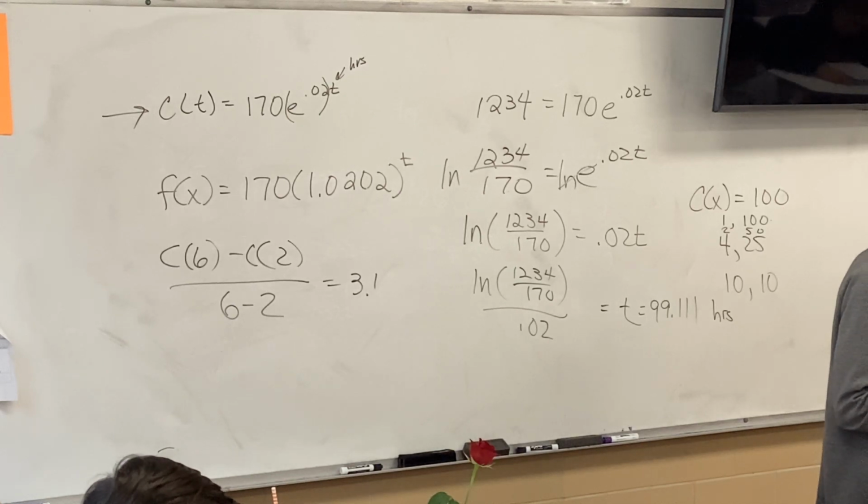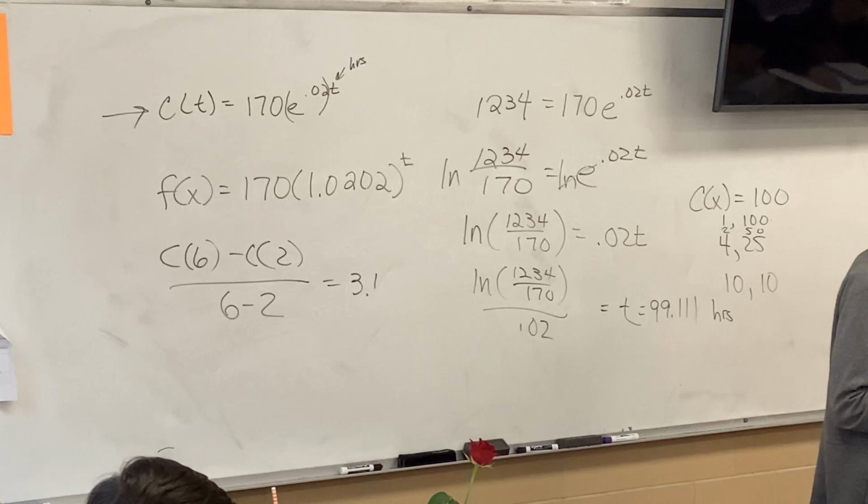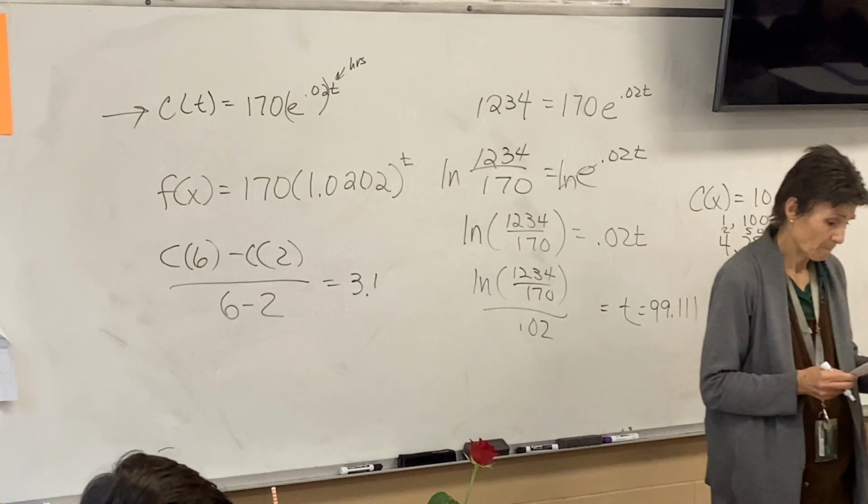All right, population of 92 fruit flies triples every 2 days. How many fruit flies are there on day 4? 828. Every 2 days we triple, so wouldn't we need to multiply by 9? Because we're tripling twice.